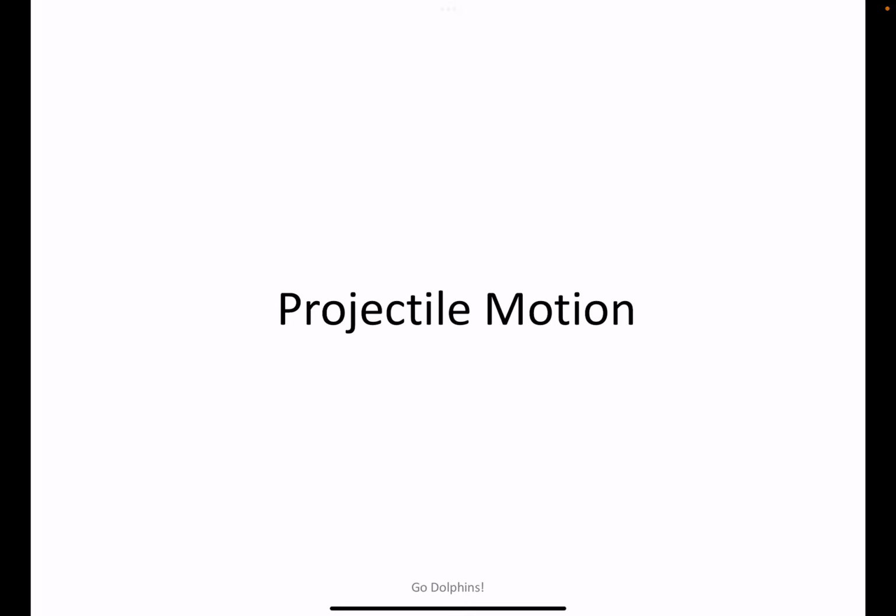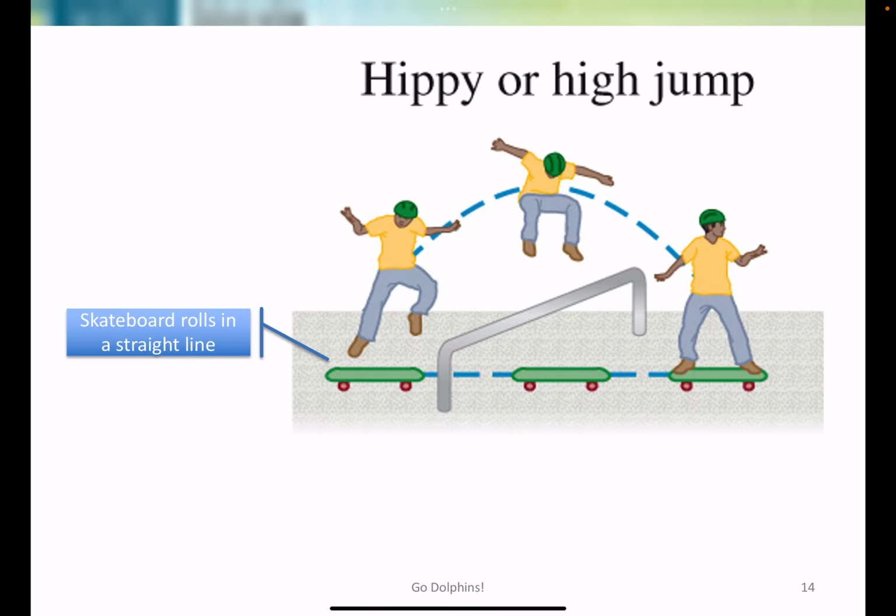This brings us to the most important topic of the day, projectile motion. This describes the motion of any object that is thrown or launched into the air and moves only under the influence of gravity, like the skater in this image.